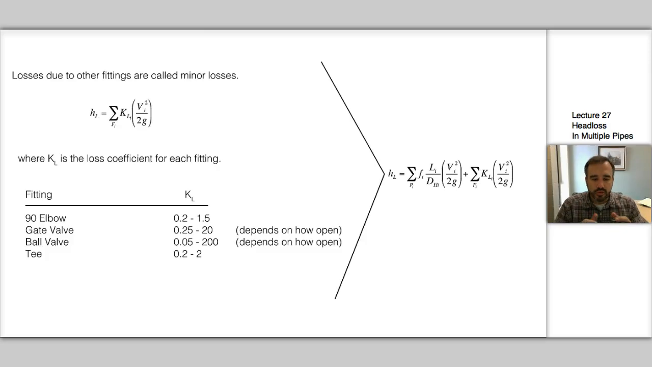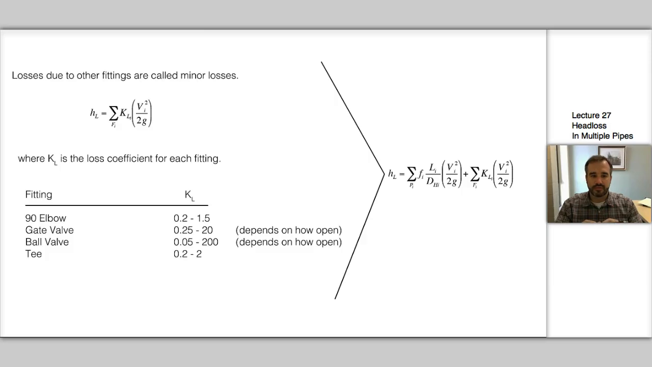Okay, so the loss coefficient is actually tabulated for a lot of different types of fittings, and I've given you some examples here. For a 90-degree elbow, it ranges from 0.2 to 1.5. That really has to do with the type of material, the opening at the end of the elbow, how curved it is. Is it a sharp 90 degree or is it a nice slow bend?